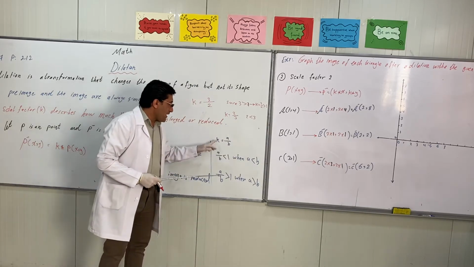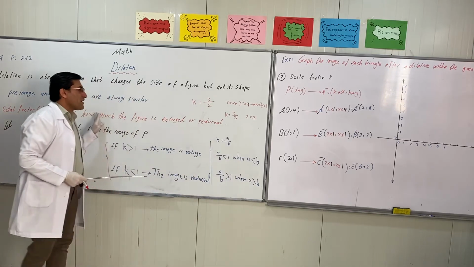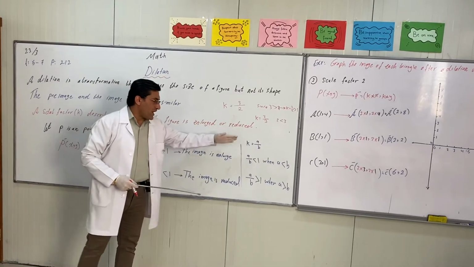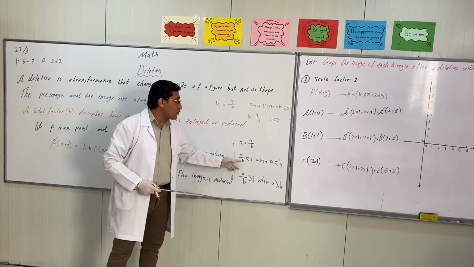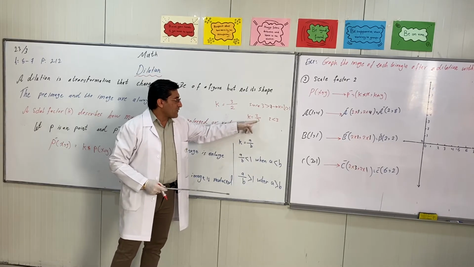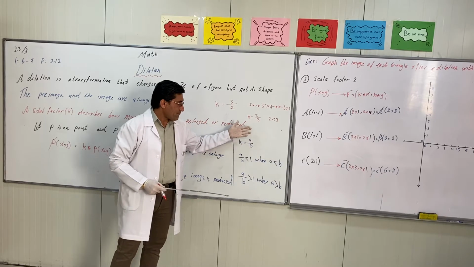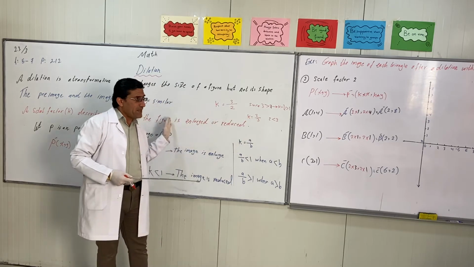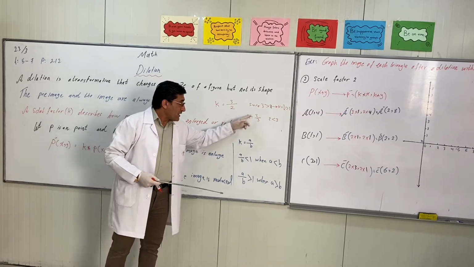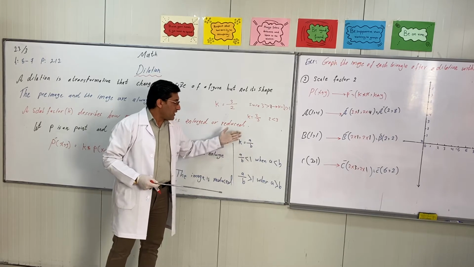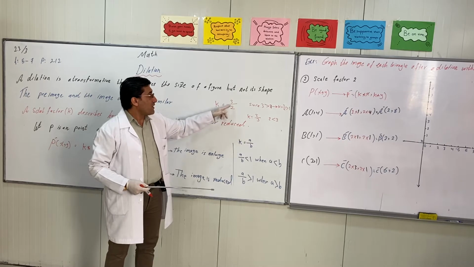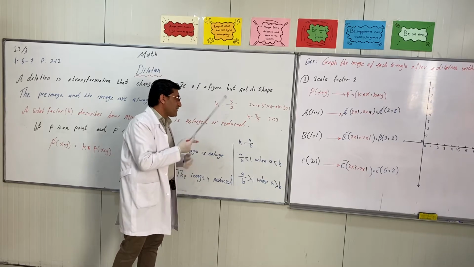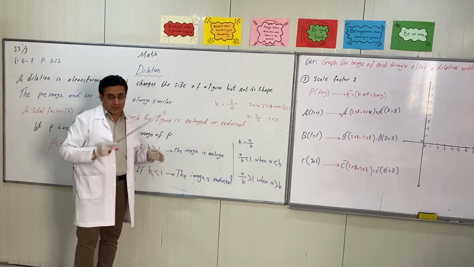I again repeat: k is a scale factor. K describes how much the figure is enlarged or reduced. K equals a over b, and a over b is less than 1 when a is less than b. For example, 2 over 3: 2 is less than 3, that means 2 over 3 is less than 1, so k is less than 1 and the image is reduced. But a over b is greater than 1 when a is greater than b. For example, 3 over 2: 3 is greater than 2, that means k is greater than 1, so the image is enlarged.